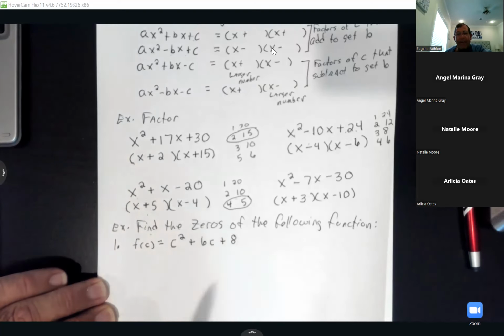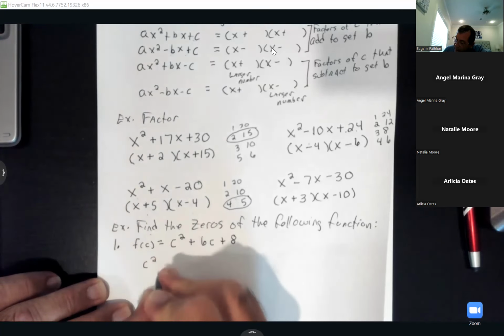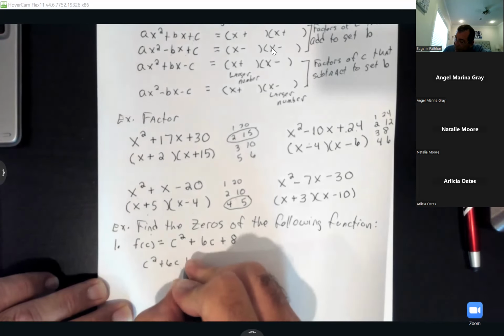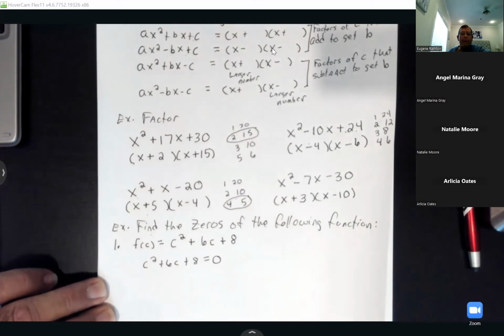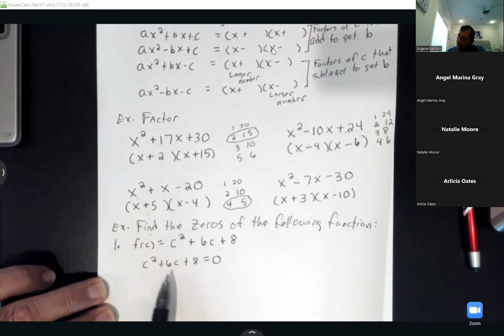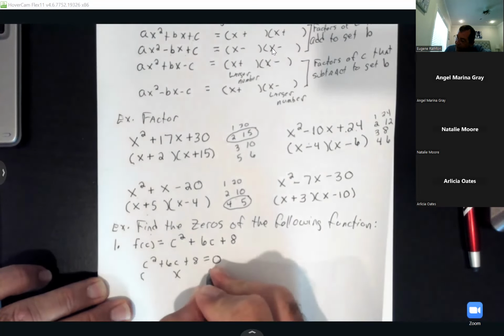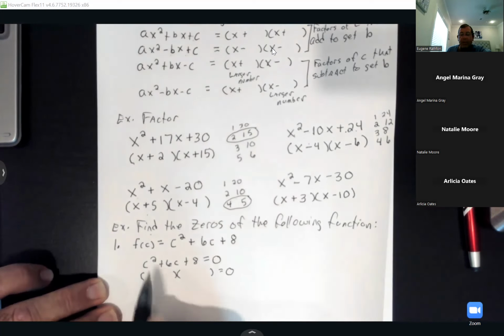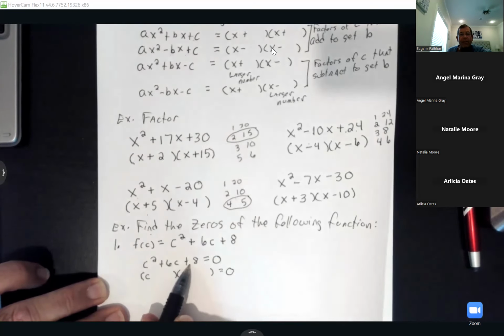So if I want to use this to find the actual solutions, I'm going to take the C squared plus 6C plus 8 and set that equal to 0. Because now we're not just factoring it, we're actually going to find the solutions. And what they mean by finding zeros is you set your equation equal to 0. And to start out, we're going to factor this. So C squared is going to put a C in the front, C in the back. Last number is positive. So both of these will be positive, like the 6 in the middle.